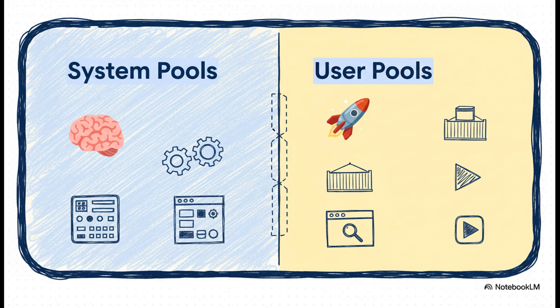You don't just have one big blob of nodes. You split them into two types. System node pools are reserved just for the essential Kubernetes services, the brains of the operation. And then you have user node pools, which is where your actual applications live. This separation is key because it protects the cluster's core functions from your own application code. It's a firewall between their stuff and your stuff.